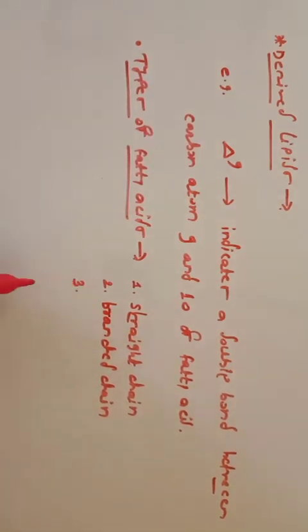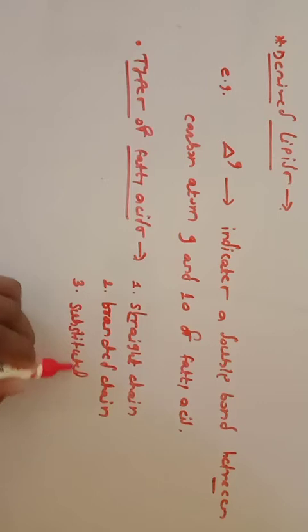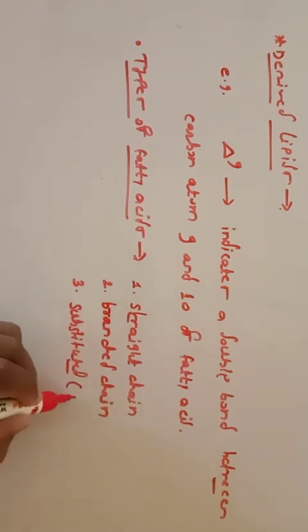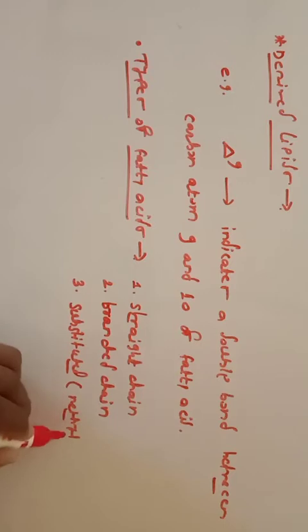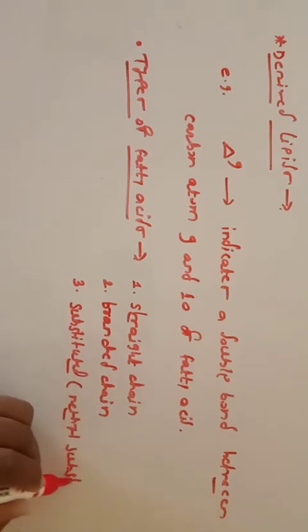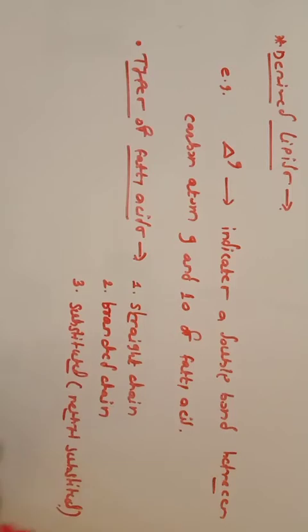Third, substituted, such as methyl substituted, and the fourth one, that is cyclic. So at least you should know the types of fatty acid, that is straight chain, branch chain, substituted, and cyclic. So we are very much interested only in straight chain.